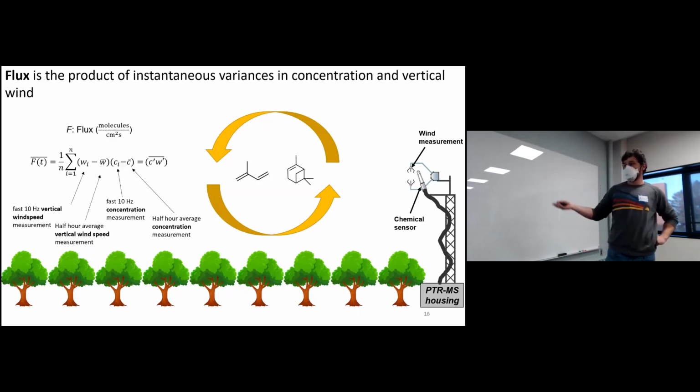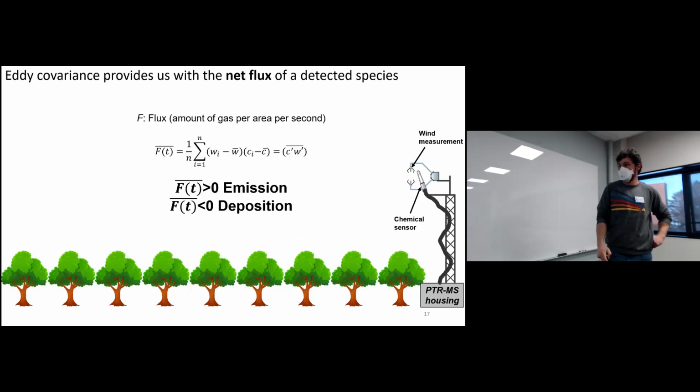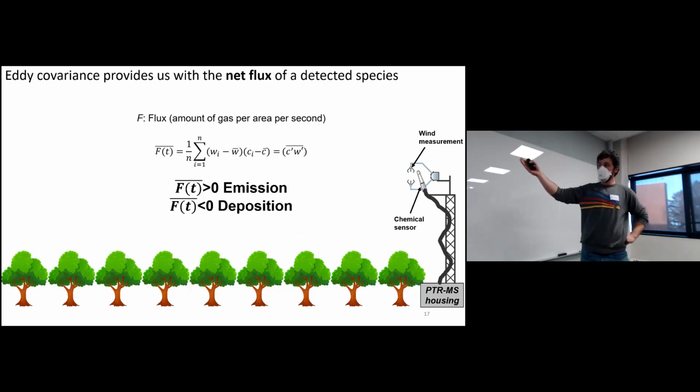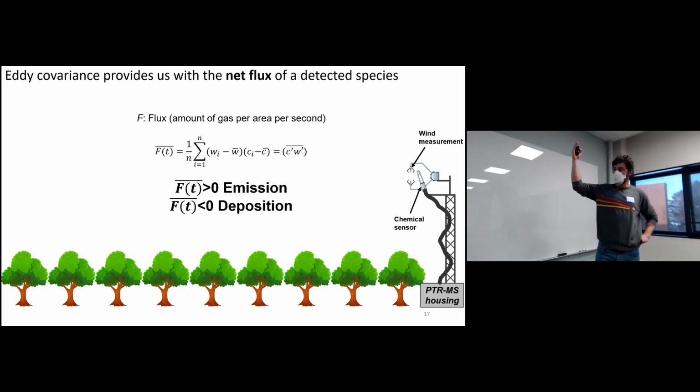So what the actual equation is, we're looking at just instantaneous deviations from the mean, or variance, of 10 hertz measurements. We measure over a 30-minute period, wind really fast, concentration really fast, and at each time point we just take a deviation from the mean of each. But really all you need to know is that we can measure flux by these covariances of wind and concentration, and a positive flux is emission from your point, and a negative flux is deposition or loss to the forest canopy.